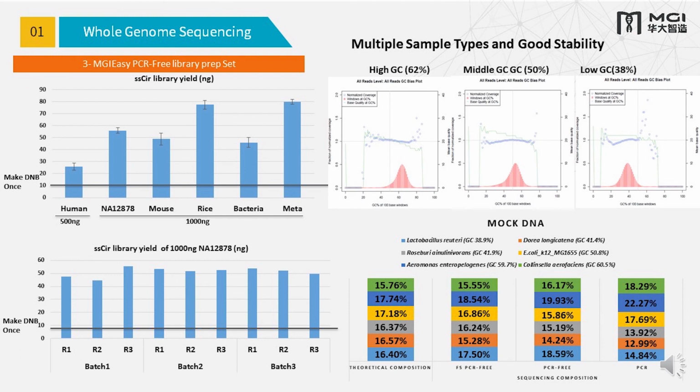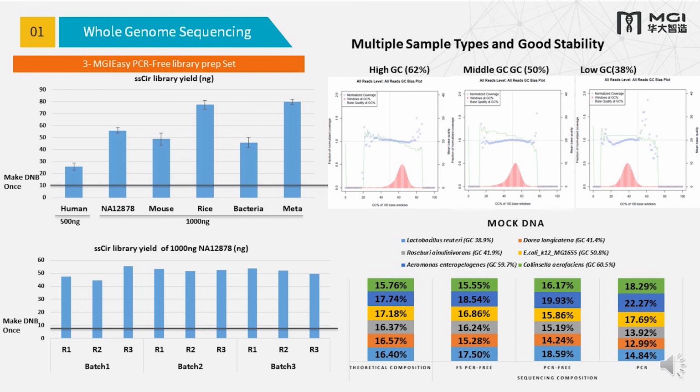And for 3 different GC content bacteria, we still have very flat GC distributions. This is a mock DNA, so we can simulate some kinds of bacteria together with some fixed proportions. This is the original proportion we mixed, and this is the PCR-free with the kit. This is 2 PCR-free kits. We see the proportion we got from the sequence data is very similar to the original one.